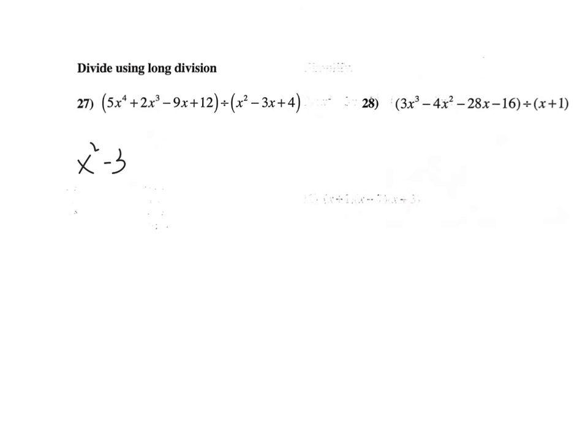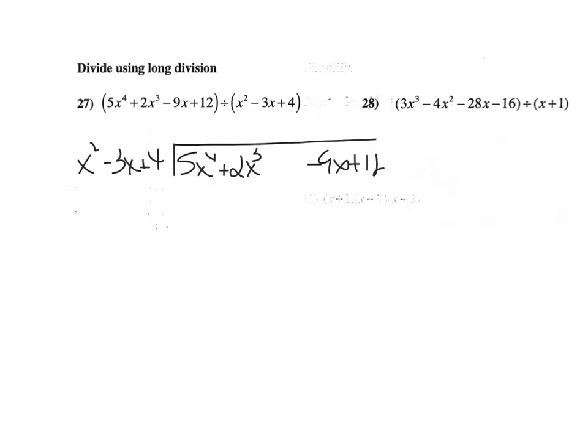I'm going to put the x squared minus 3x plus 4 outside. And here's going to be the 5x to the 4th plus 2x cubed. I'm going to move the 9x way over here because I'm missing an x squared. You can put a 0 there if you want, and that may help you a little bit. So remember, always look at the first terms. x squared goes into x to the 4th. 5x squared times, that goes on top. So 5x squared times x squared is 5x to the 4th.